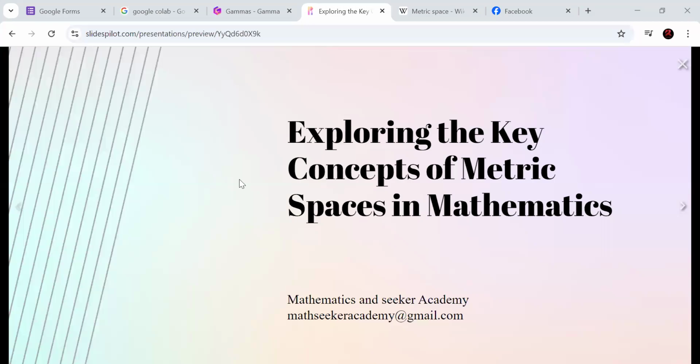Assalamu alaikum, dear students. In this lecture, we are going to explore the key concepts of metric space in mathematics.